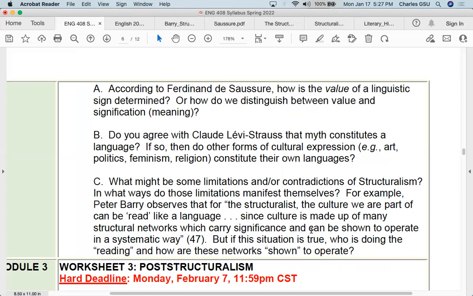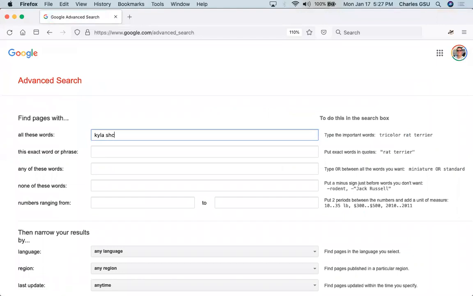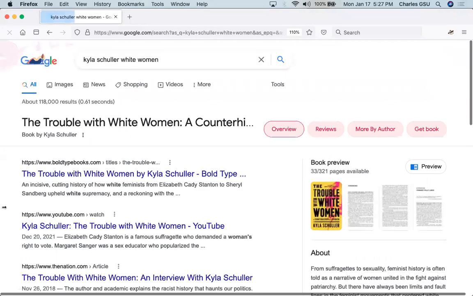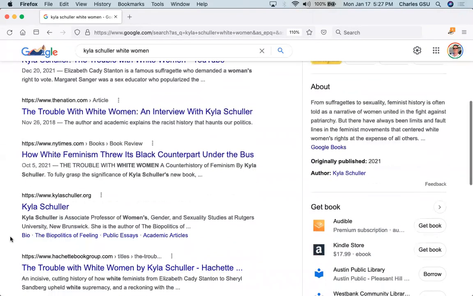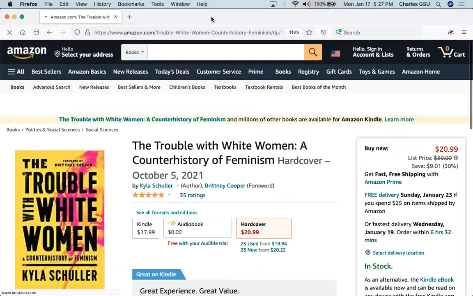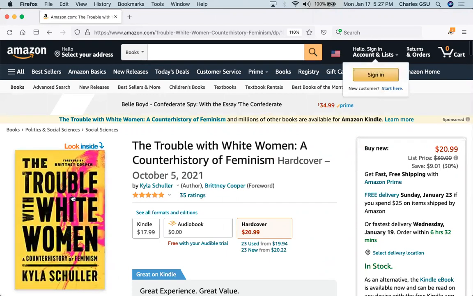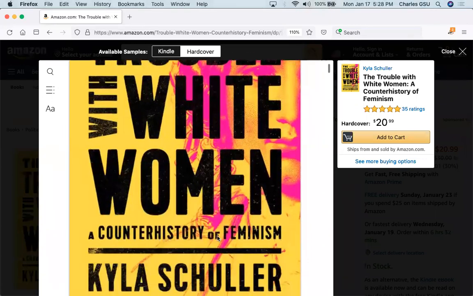I was reminded of this book recently that came out, I think last year. I think her name is Kyla Schuler. About feminism. The Trouble with White Women. And a bit ironically, she's a white woman. She's actually a professor of women's studies, gender studies at Rutgers University. So this is The Trouble with White Women, a counter history of feminism.